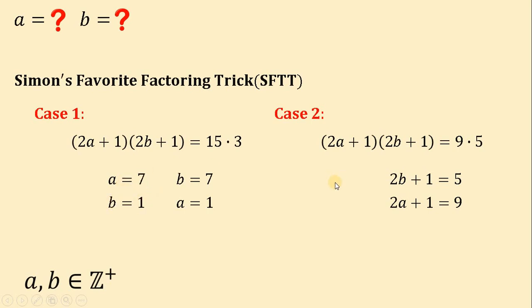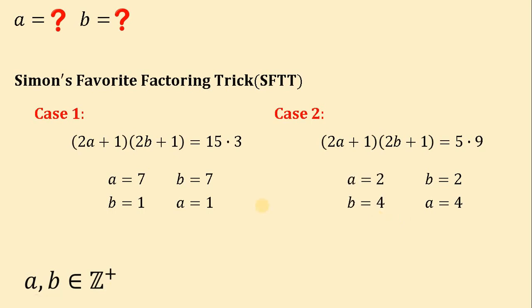Now, let's go to the second case. So we have 2B plus 1 equals 5. To solve for the value of B, we subtract 1 on both sides, then divide by 2. Therefore, the value of B must be equal to 2. Now, on the second equation, we do the same thing. Subtract 1 on both sides. This will give us 8. Divided by 2 will give us 4. So the value of A must be 4. So if A is 4, B must be 2. Now, if we go to the case wherein 2A plus 1 times 2B plus 1 equals 5 times 9, what we have here is A must be equal to 2 and B must be equal to 4.